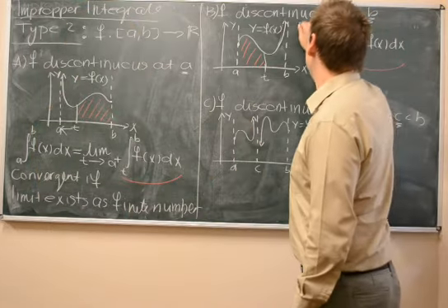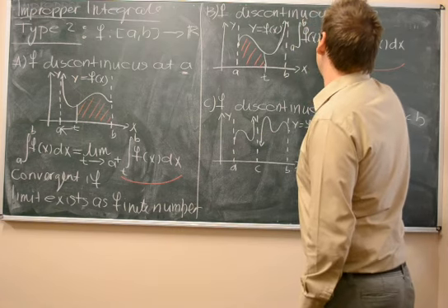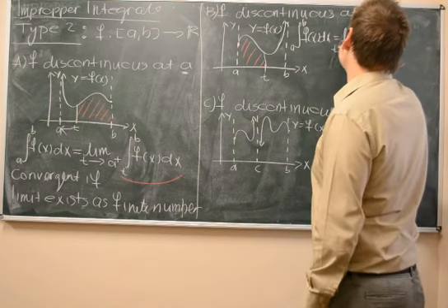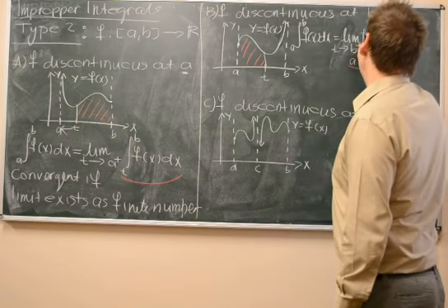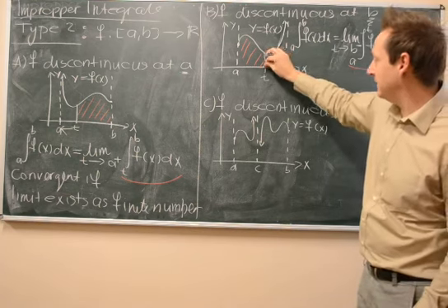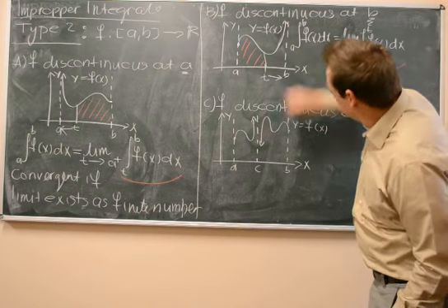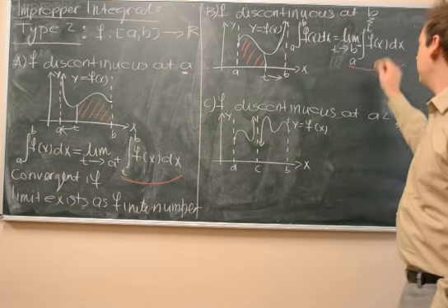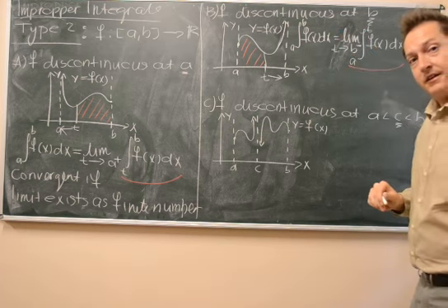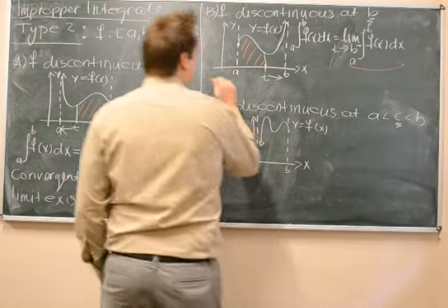So now we say the integral from a to b of f of x dx is the limit as t tends to b, and this time we tend to b from the negative side, because we take t less than b. So we're going to let t tend to b. So if this limit exists as a finite number, then our integral is convergent.